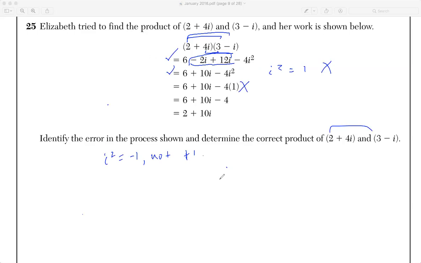And then correctly determine it. Well, we'll do 6 plus 10i, and we'll just start from where her mistake was. Minus 4 times negative 1. 6 plus 10i plus 4. 6 plus 4, 10 plus 10i is the answer. That's something you guys could do right now.